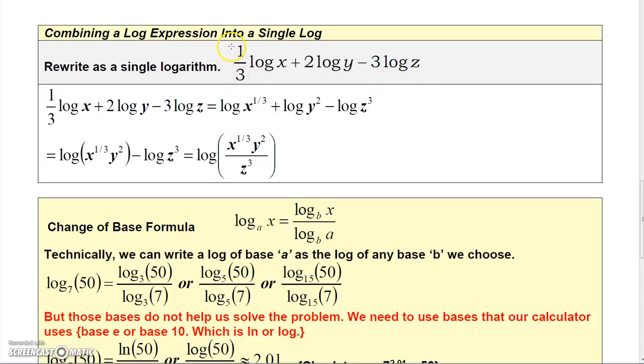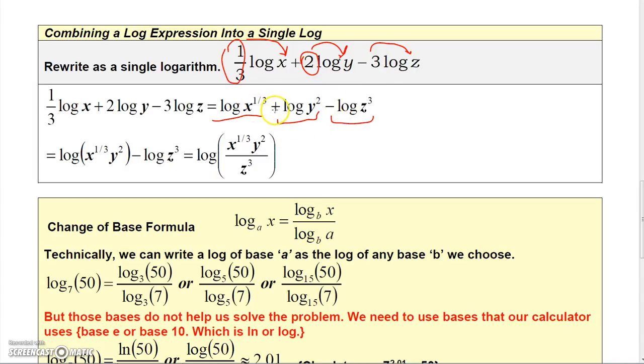So if I have 1/3 log of x, if you go back up there and look at that property, you remember you can take this 1/3 and move it back as an exponent. You can take this 2 and move it back as an exponent. And you can take this 3 and move it back as an exponent. So this would be the same as saying log of x to the 1/3 power, log of y squared. This is common log, so I don't have the base written. And then log of z cubed.